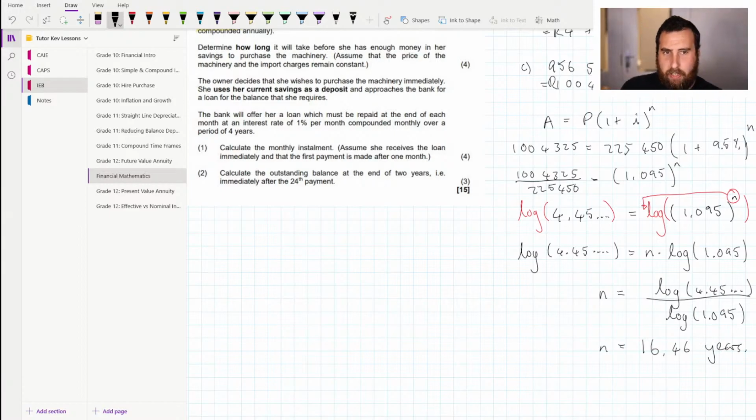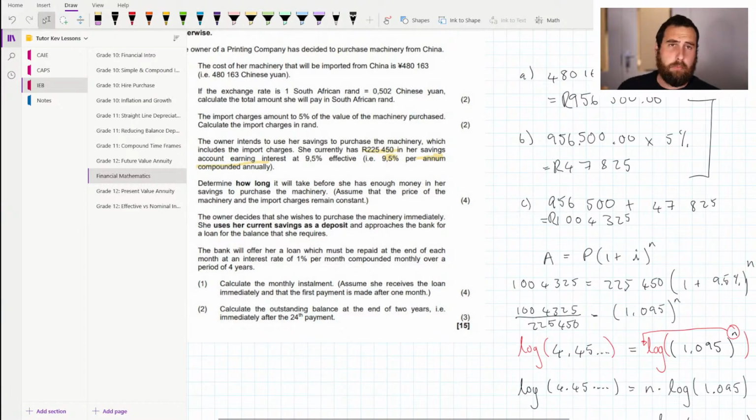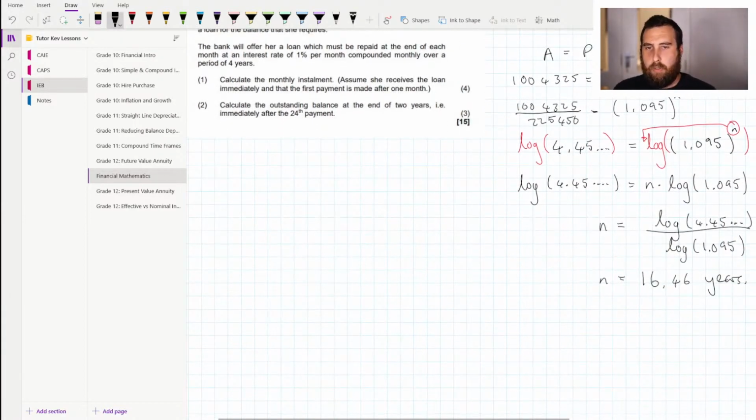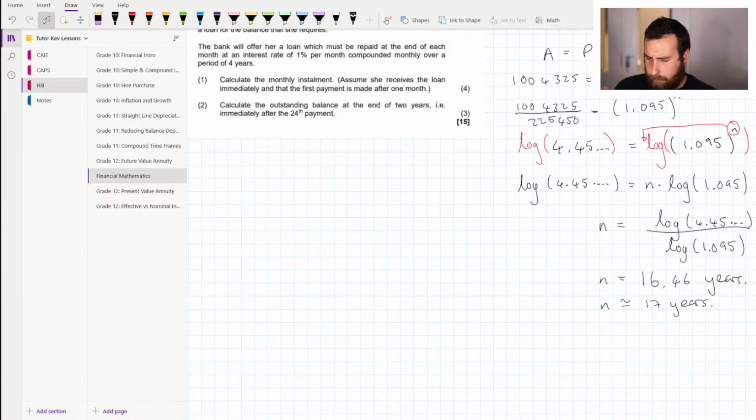Now, depending on how they want you to answer the question, if we're looking for the number of years exactly, then I would round up, because we want to say at the end of which year will you be able to have the correct amount of money. So we can say n is approximately 17 years. So after 17 years, they'll have the correct amount of cash to pay for the goods from China.